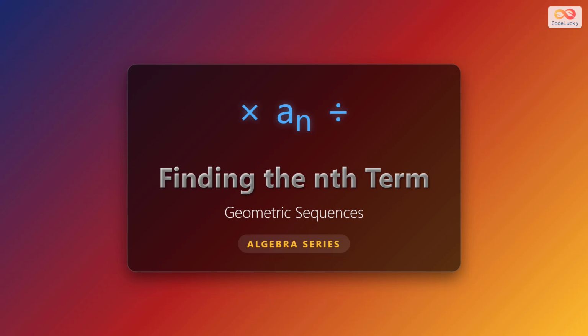Welcome to this algebra lesson. Today, we are going to learn how to find any specific number in a geometric sequence without writing out the entire list. This is called finding the nth term.